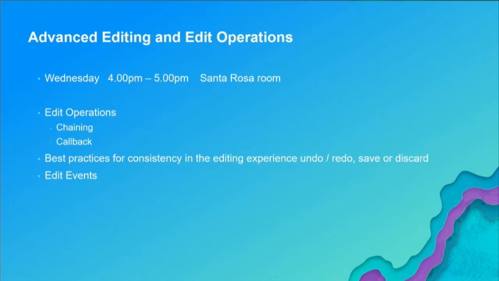There's also best practices for consistency in the editing experience when you have a lot of different data sources. Do you have a combination of versioned data, unversioned data, feature service data? How do I work with edit operations over all of those? They're going to cover that. They're also going to cover edit events and how you hook into edit events and the different edit events that are available.